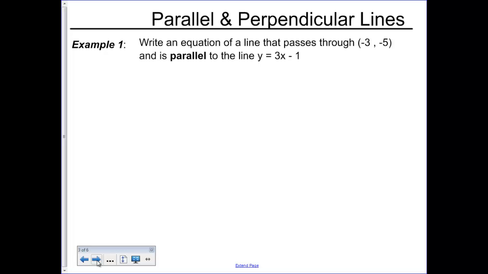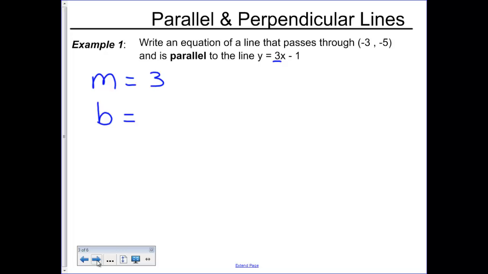Example 1: write an equation of a line that passes through the point (-3, -5) and is parallel to the line y equals 3x. Parallel means my slope has to be the same. Since this slope is 3, I need to have a slope of 3. The only thing that's missing is my b value.